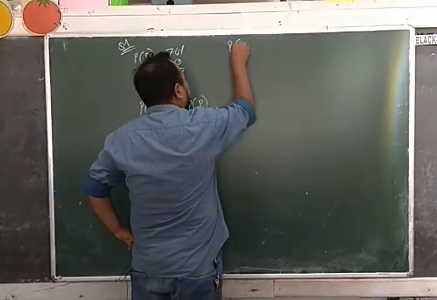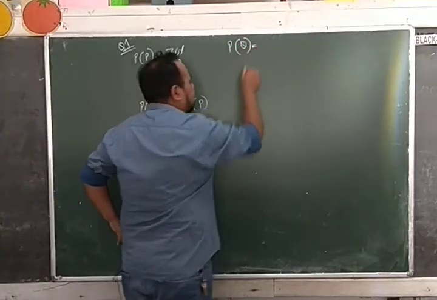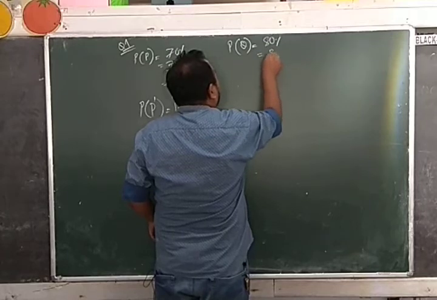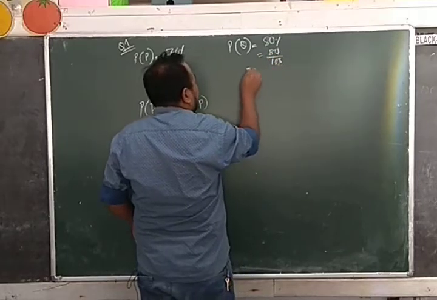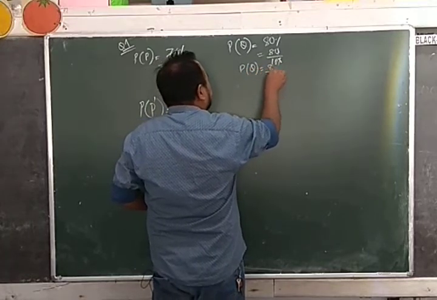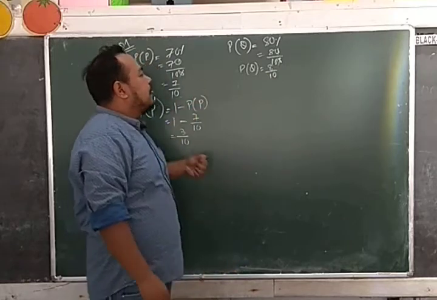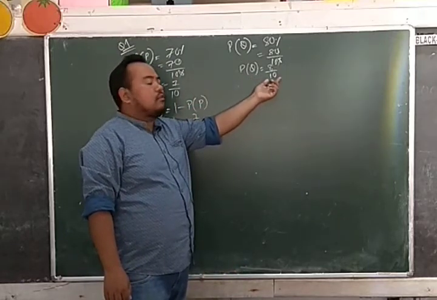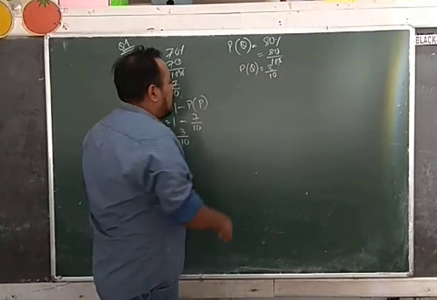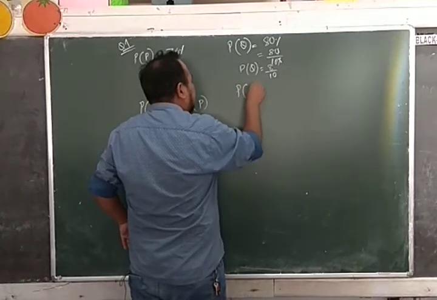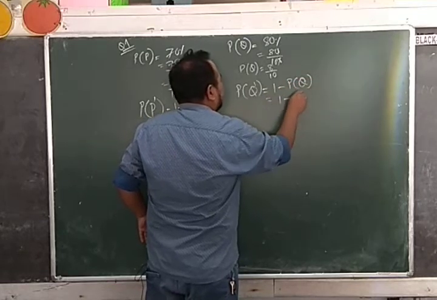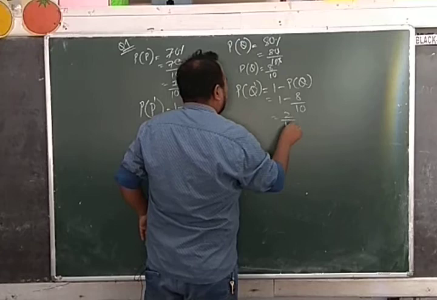Next, the probability that Q speaks truth is 80%. That means 80 divided by 100. So the 0 and 0 get cancelled. We can cancel further, but let us keep it as it is so that we can find the LCM easily. So 8 by 10. What does this mean? If Q gets 10 chances, then out of 10 chances, there are 8 chances that Q is going to speak the truth. So Q is going to lie how many times? 2 times. So it's 1 minus probability of Q, equal to 1 minus 8 by 10, so equal to 2 by 10.